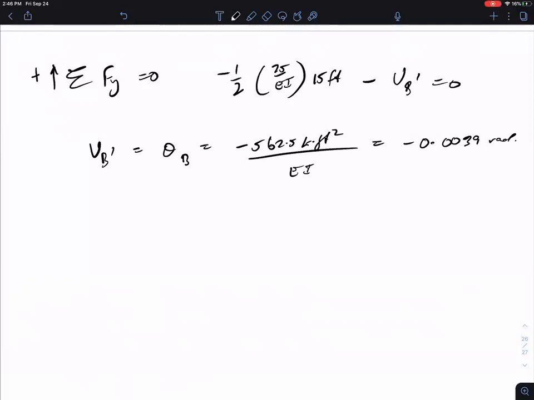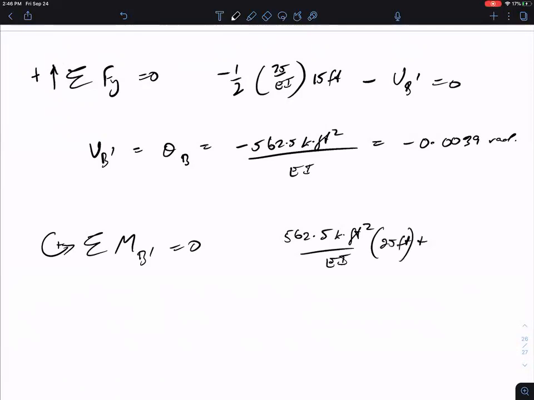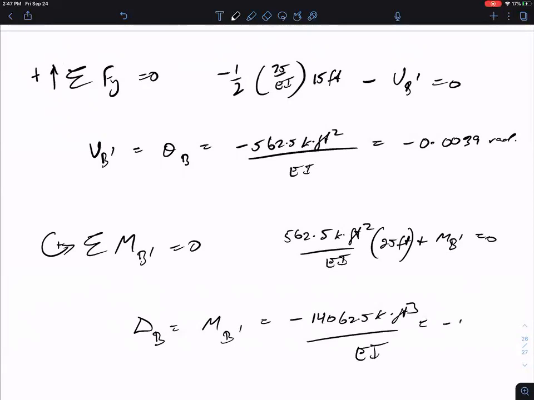And if we take sum of moments about point B prime, we get delta B is the same as MB prime, which works out to be minus 1.05 inches.